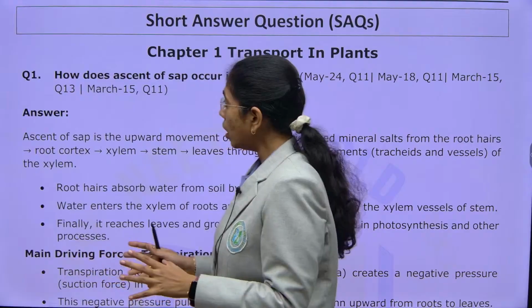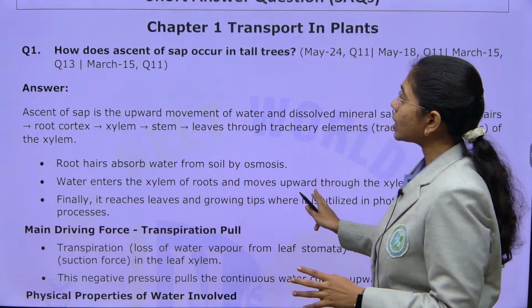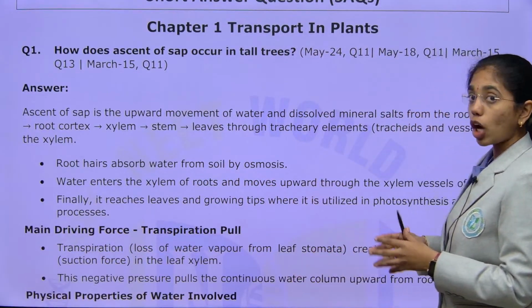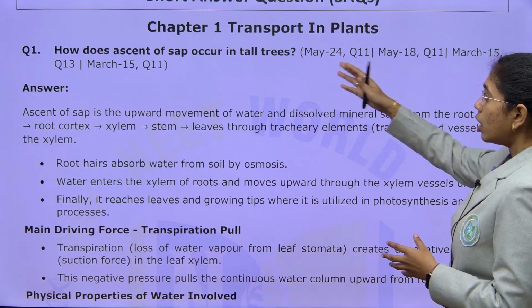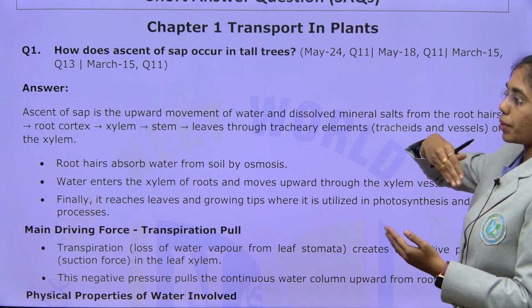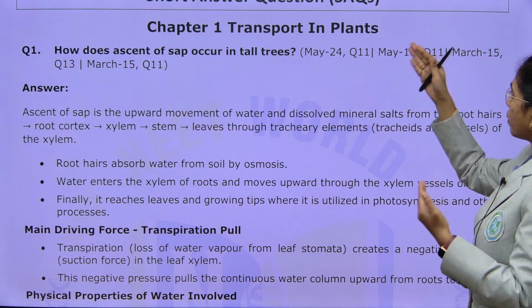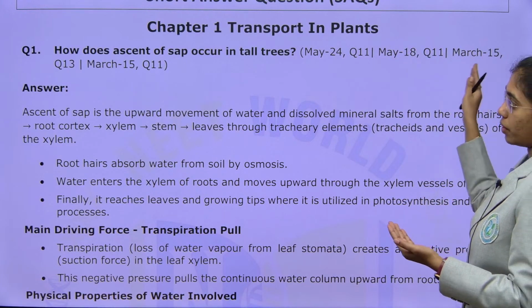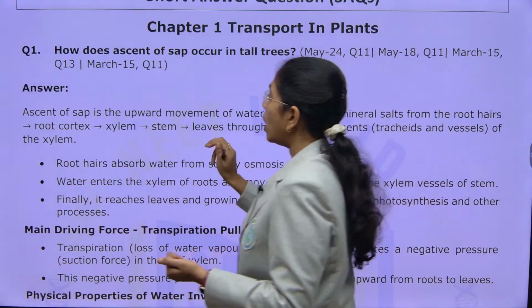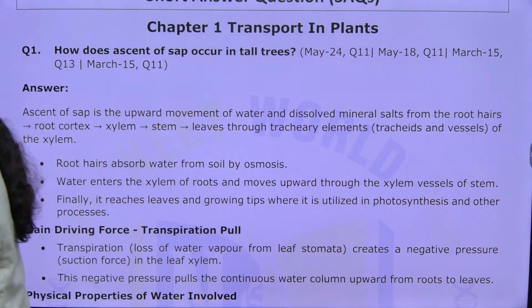So, here if you see, how does ascent of sap occur in tall plants? How does it occur in tall plants? This question has appeared in multiple years, like you see in May 2024, 2018, 2015 and March 2015 as well. In these many years the questions have appeared.